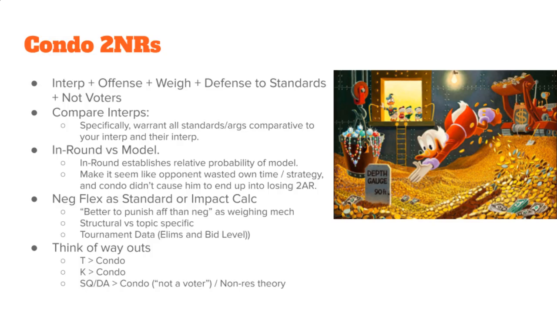Now, if you're neg, you obviously want to be making it seem like the opponent wasted their own time and strategy. Like, it's not like you forced them into this world. They read the wrong counter-interp on T, or they forgot to make the perm on the counterplan. They read the wrong solvency deficit. They dropped a disad because they read 3 link turns on politics instead of 1. They read 3 new cards on case, right? All of these things are things the aff did themselves to shoot themselves in the foot.